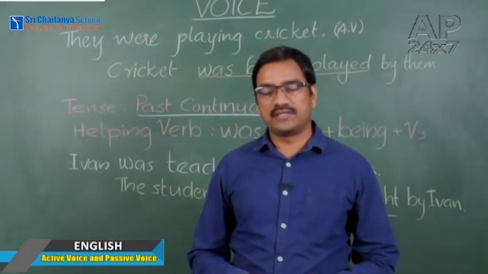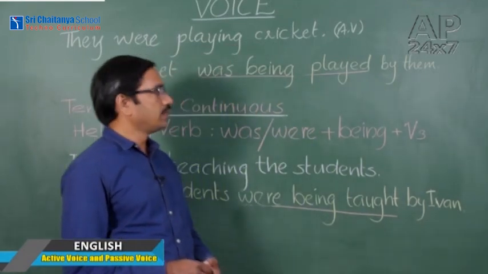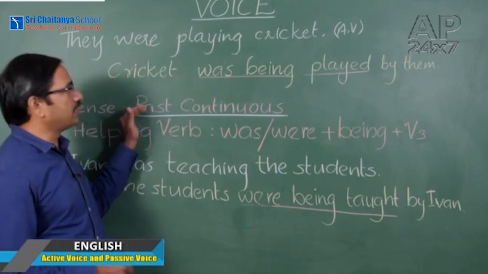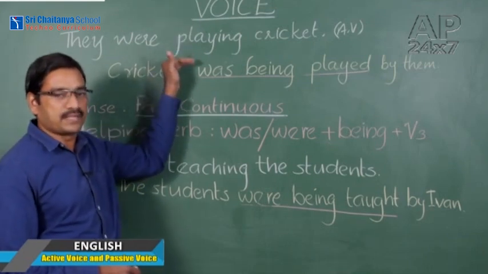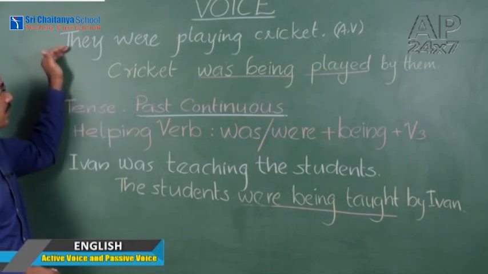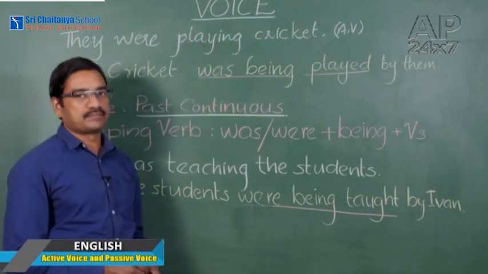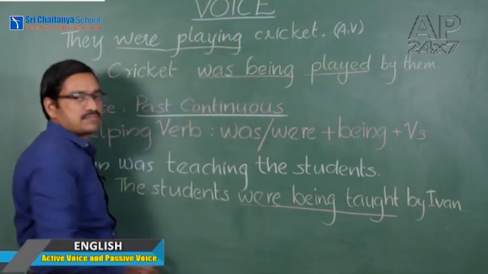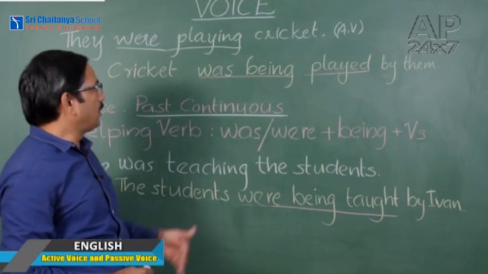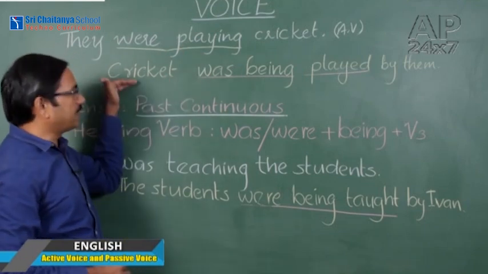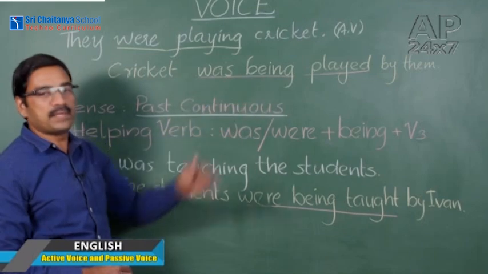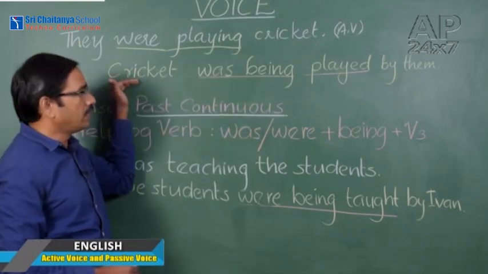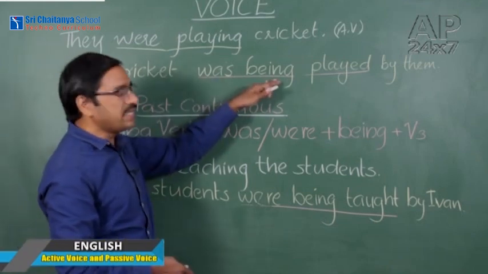Now let us change the active voice into passive voice based on past continuous tense. How do we change a past continuous active into passive voice? Here let's see an example. They were playing cricket. So here we can see the helping verb were playing. So that shows it is past continuous tense. Now how did we change? Cricket was being played by them. So we have changed the object into the subject form here, and we introduced was being.